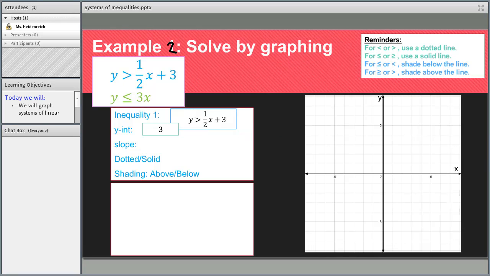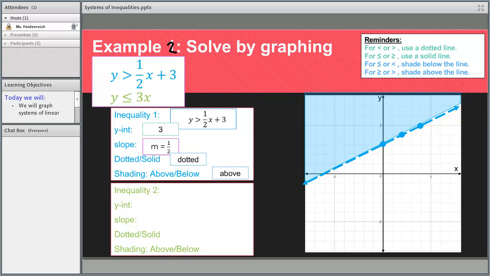Okay, we're revealing what you're checking on your paper. We ended up with a y-intercept of 3 and a slope of 1/2, so up 1, right 2. Dotted line for this one because it's a greater than, and then it's shaded above because it's greater than. Okay, so now you're ready to do part 2. Pause your recording, try graphing this one now on your paper, and unpause when you're ready to check your answer.